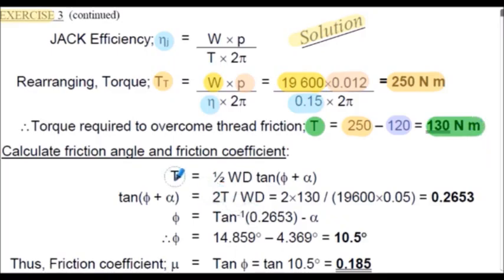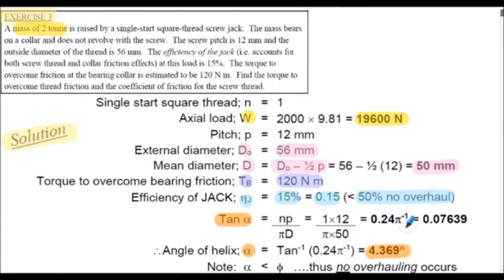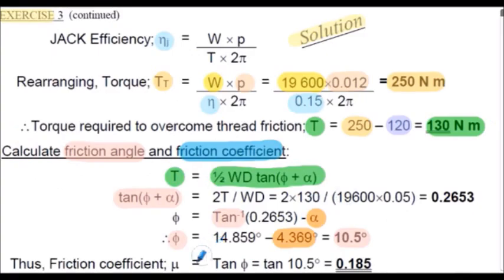Now we know the torque required to overcome the screw thread friction. We'll be able to calculate the friction angle and thus the friction coefficient. So transposing this equation, firstly for the tangent function, then take an inverse tan of both sides of the equation, because of course we know angle alpha, calculated on the previous slide, shown here. And hence we can calculate the friction coefficient in this particular instance, which is 0.185. So a slightly more complicated problem to solve in exercise 3, but the full solution has been shown here.